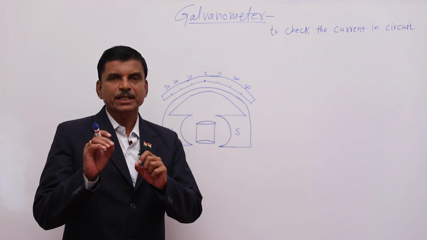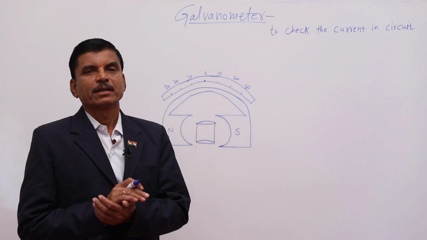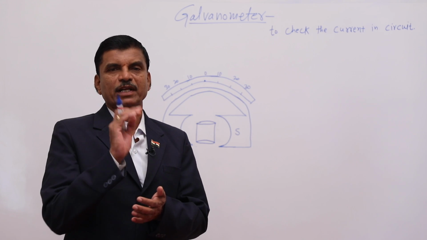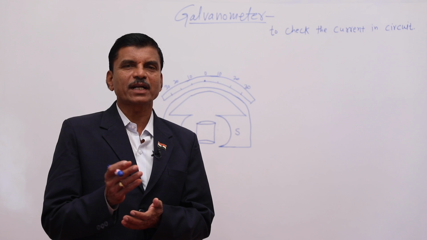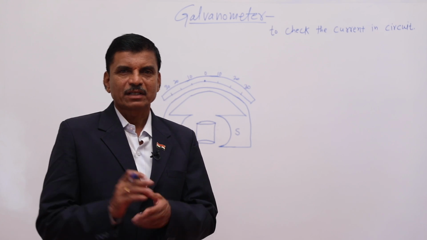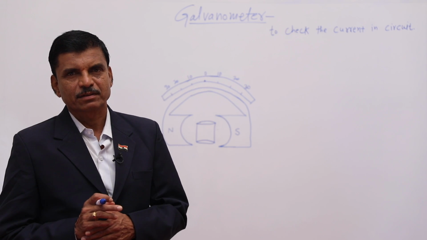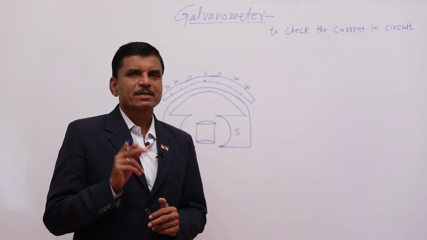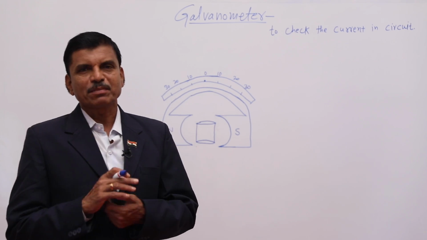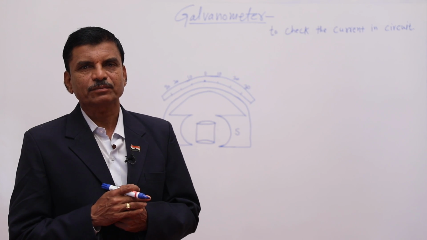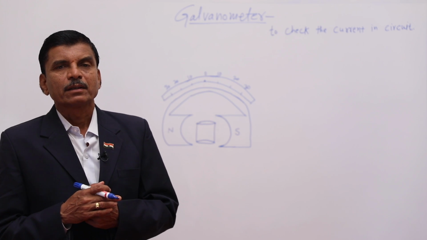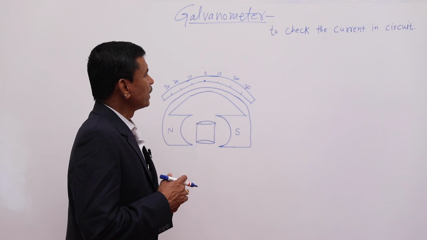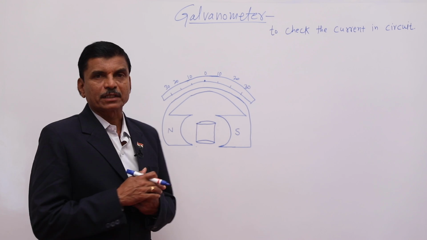If we have connected a galvanometer in a circuit and it shows null deflection, we conclude that there is no current between the two terminals. So both the terminals are at equipotential. That is one. Secondly, the circuit may not be completed. In this way, current can be checked in the electric circuit by using a galvanometer.